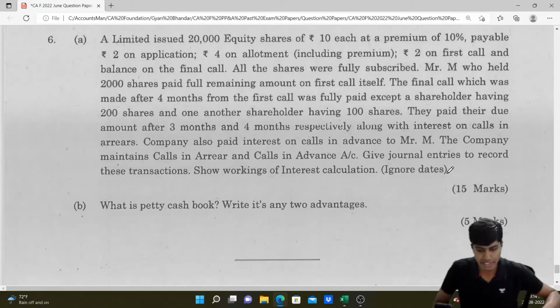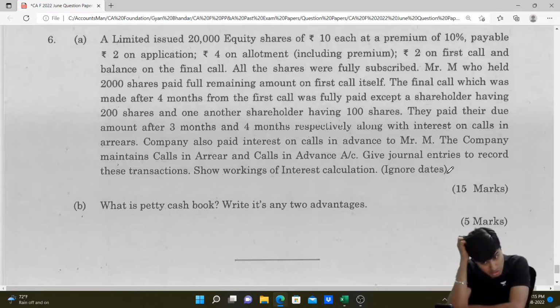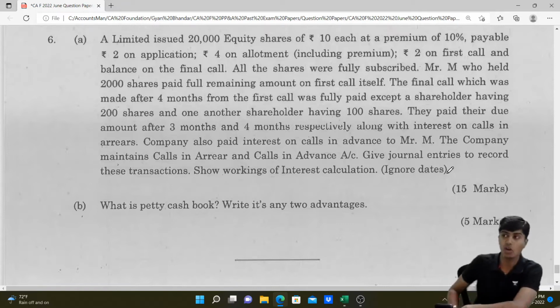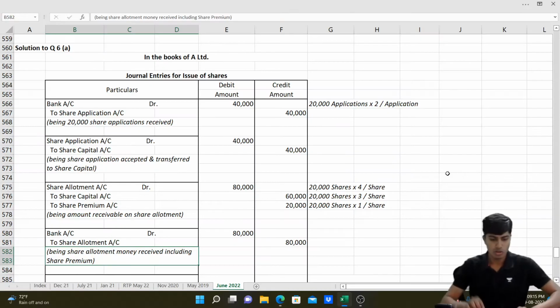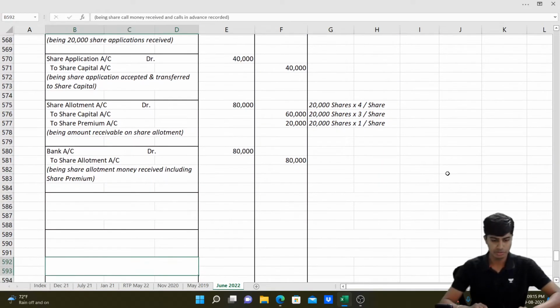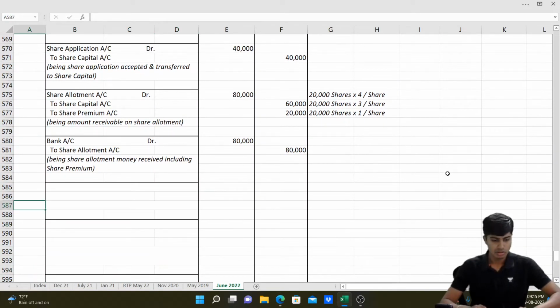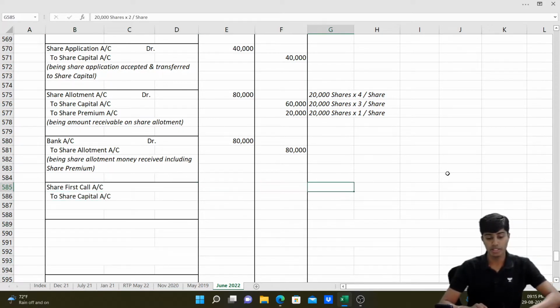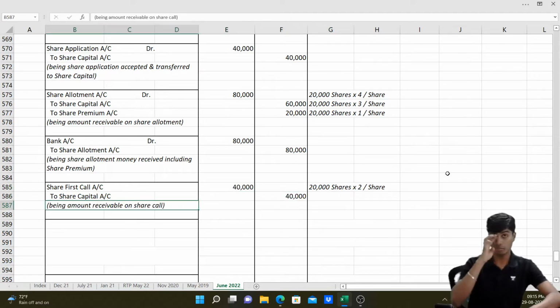Then let's write the entry for first call. First call money is rupees 2 per share and this is due on 20,000 shares. The due entry will be the same, but on the receipt, alongside the 20,000 shares' first call money, for 2,000 shares held by Mr. M, we're going to receive the second call money also. So let me write the entry here. Share first call account debit to share capital. This is for 20,000 shares into 2 per share, 40,000. This is share call money due.